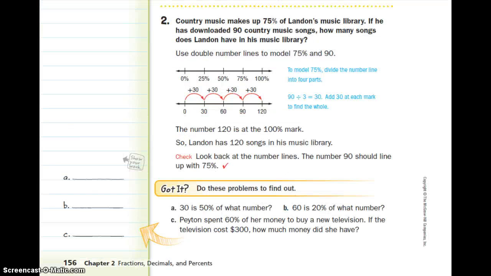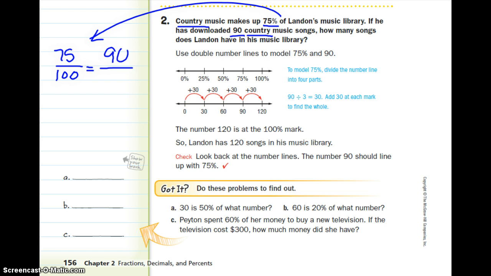Country music makes up 75% of Landon's music library. If he has downloaded 90 songs, how many does he have in his music library? Okay, so let's do the 100 first because that's the easiest. Now let's do the percent. They gave us 75%, so we'll put that there. Now we've got to think about what the 90 is. Does the 90 go on the top or the bottom? Let's think about it. It says that country music is 75%. Country music is 90. So the 90 has to go on top.